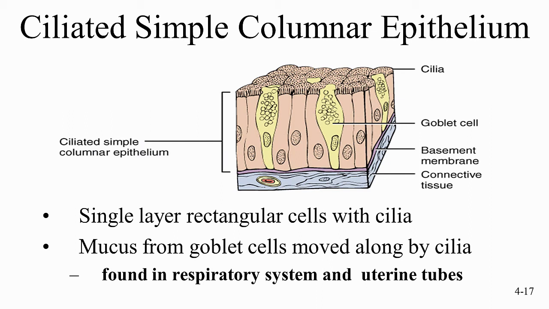Now here we have ciliated simple columnar epithelium. It's a single layer of rectangular cells with cilia. Again, cilia do move. And so mucus from the goblet cells is going to be moved by the cilia. It's found in the respiratory system. It's also found in the uterine tubes, also known as the fallopian tubes. In this case, in the fallopian tubes, the beating of these cilia is going to help move sperm and also move the egg, once it's fertilized, down to the uterus.